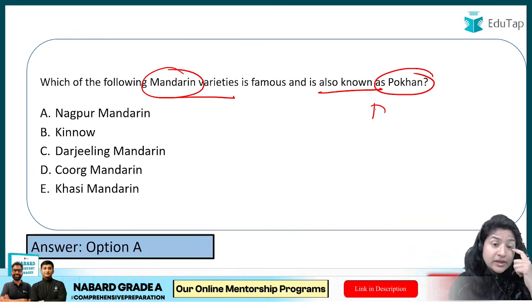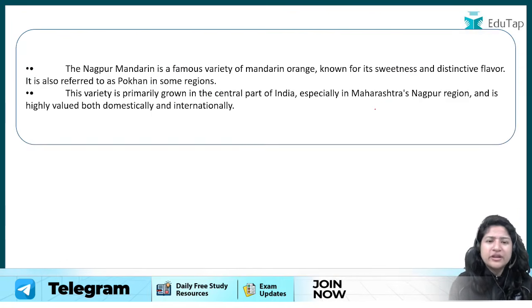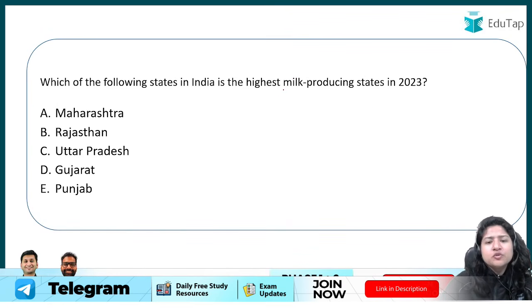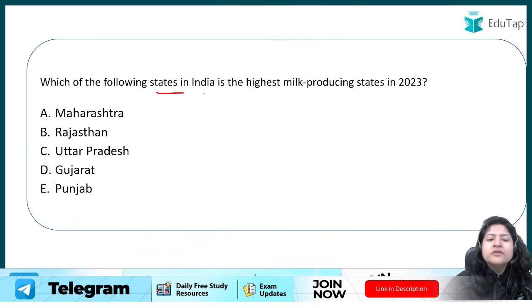If you are from an agriculture background and you know the varieties' names, that's fine, but if you don't know, you don't have to freak out. Such questions will be asked every year which you won't be able to do, so you need not worry. Which of the following states in India is the highest milk producing state in 2023?